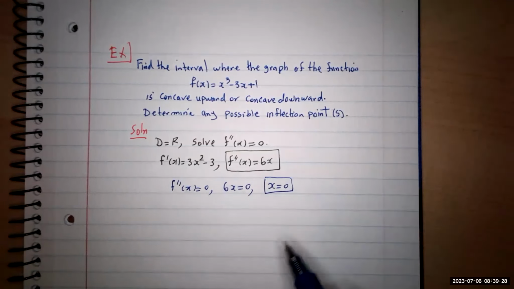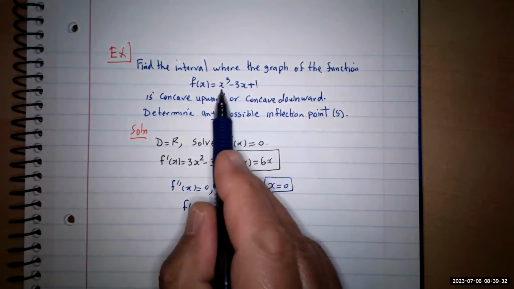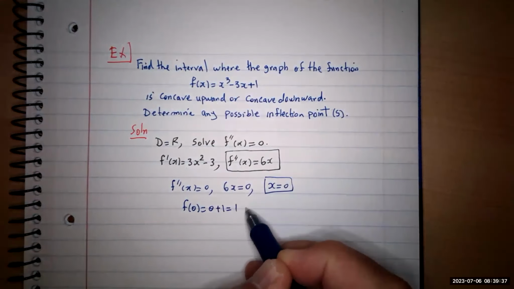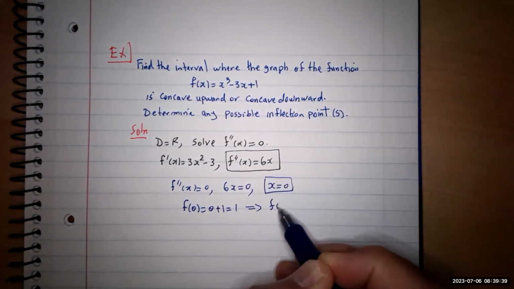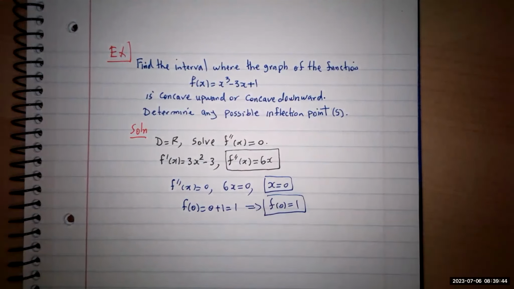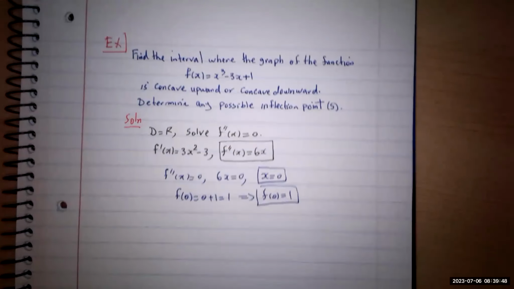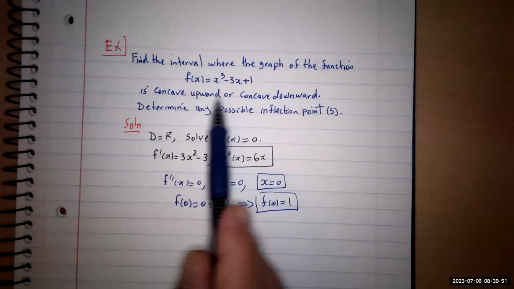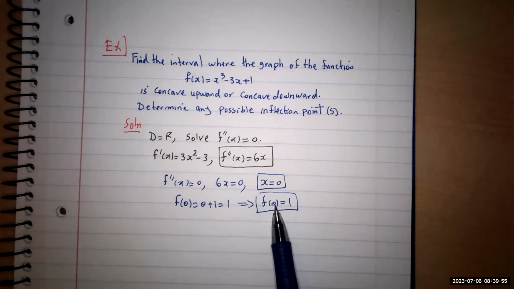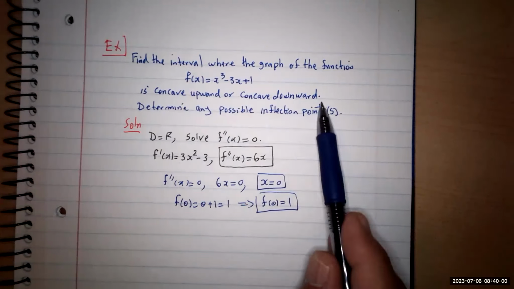Drop it back into the function and find f of 0. f of 0 is 0 plus 1, which equals 1. So f of 0 equals 1, and this gives the point (0, 1). This is the possible inflection point, but only possible. You need a chart. You need to check the sign of f double prime around this point to tell us where the graph is concave upward or concave downward.